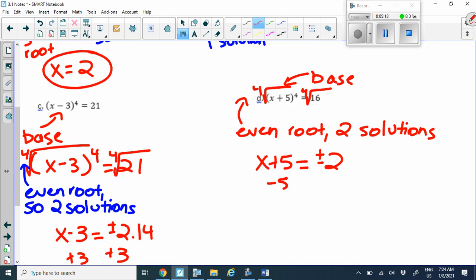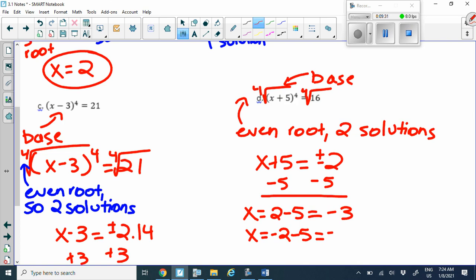Now I'm going to subtract 5 from both sides. Now remember, this is not saying plus or minus 7. This is saying we have positive 2 minus 5, and then negative 2 minus 5. So we get negative 3 and negative 7 as our solutions.